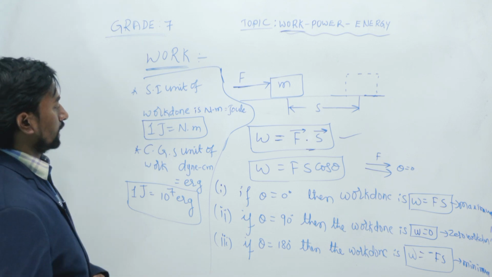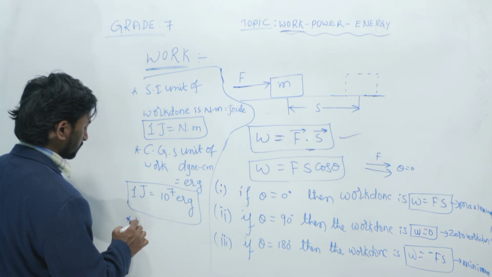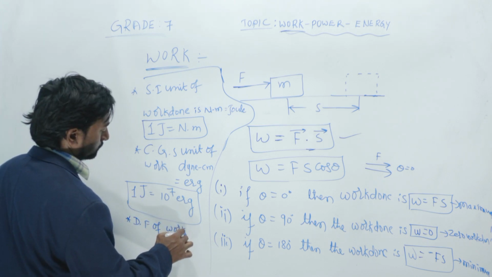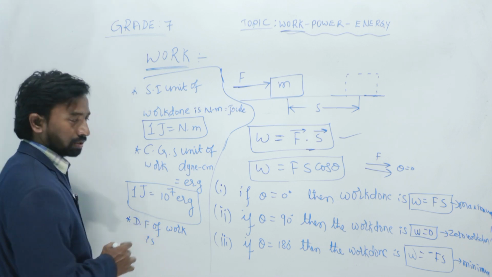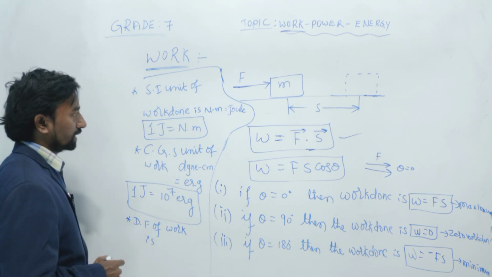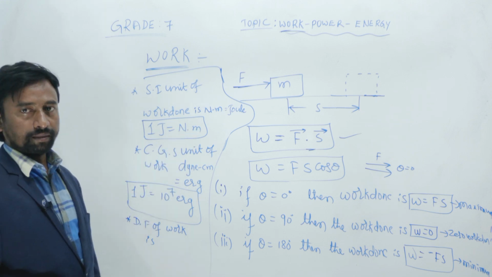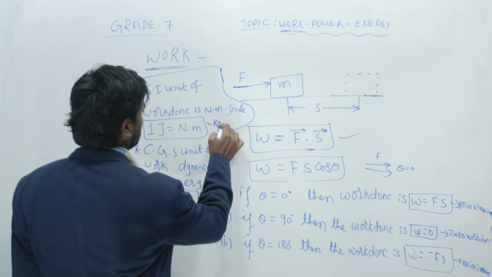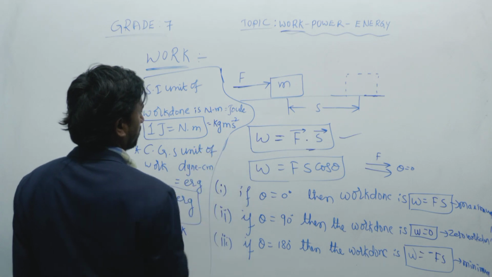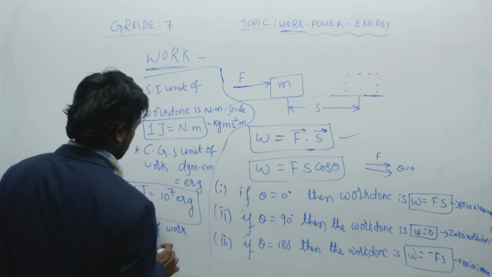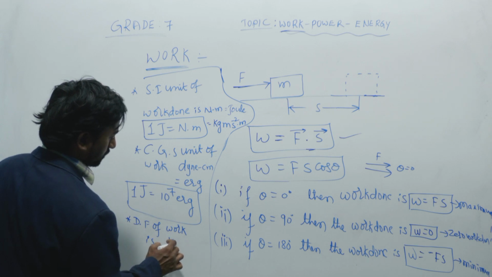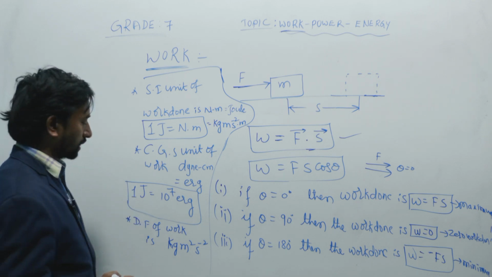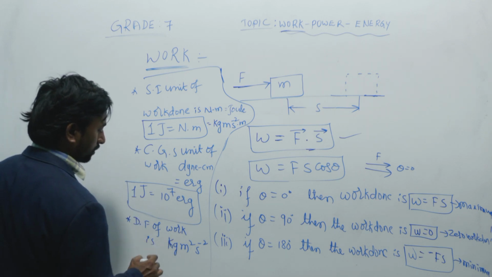Now the dimensional formula of work. DF means dimensional formula. How will we get it? From Newton meter only. Newton is nothing but kg meter per second square, and into meter, so we get kg meter square per second square.